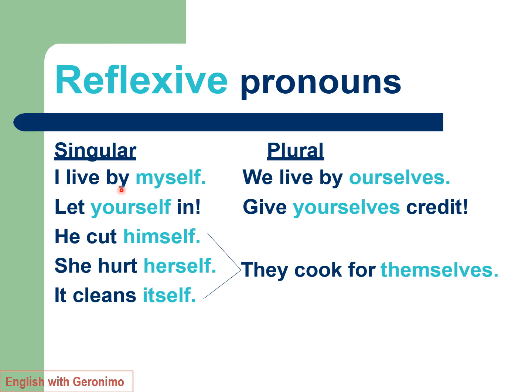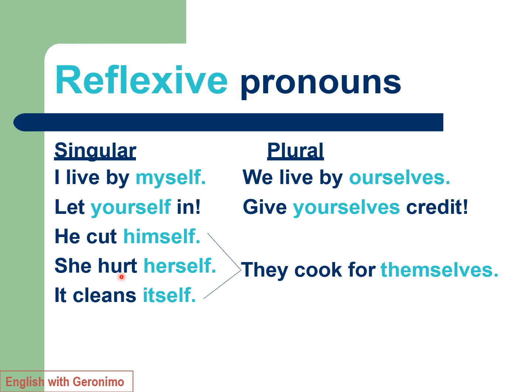Next. Here are reflexive pronoun example sentences as singular. I live by myself. So myself here is a reflection of the noun or the subject I, meaning myself. Next, second, let yourself in. So yourself here is our reflexive pronoun. Number 3, he cut himself. So himself here is our reflexive pronoun, which reflects to our noun or subject he.